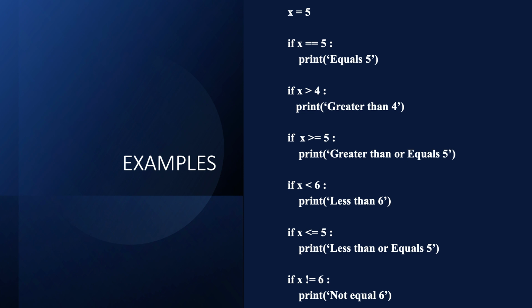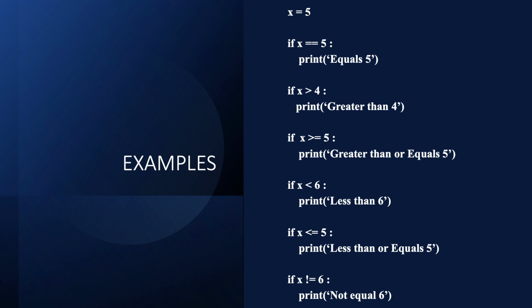And as x is indeed greater than 4, this condition evaluates to true, so the program prints greater than 4. Following this, we have a condition that combines two comparisons using the OR operator. It checks if x is either greater than or equal to 5. Since x is equal to 5, we execute the indented code and the output will be the string greater than or equals 5. We then check if x is less than 6, which is true, so it prints less than 6.